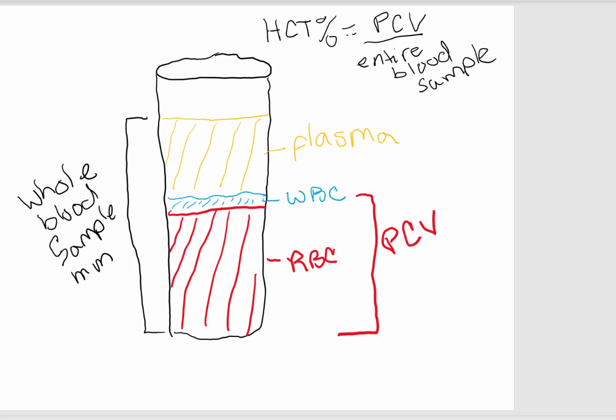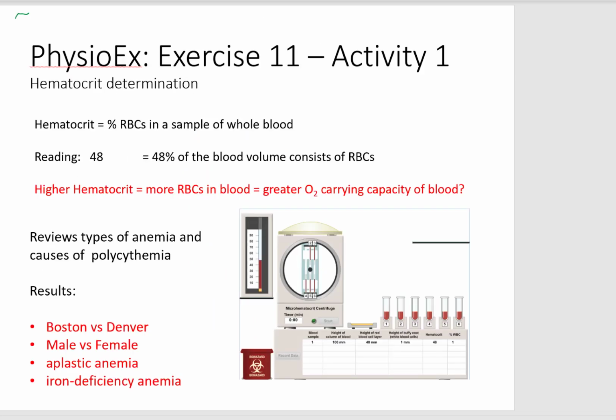Her white blood cell count was still fine. It's her red blood cells that aren't being made right. That's why they're microcytic and hypochromic. Are there any questions about this activity, activity 1? Okay.